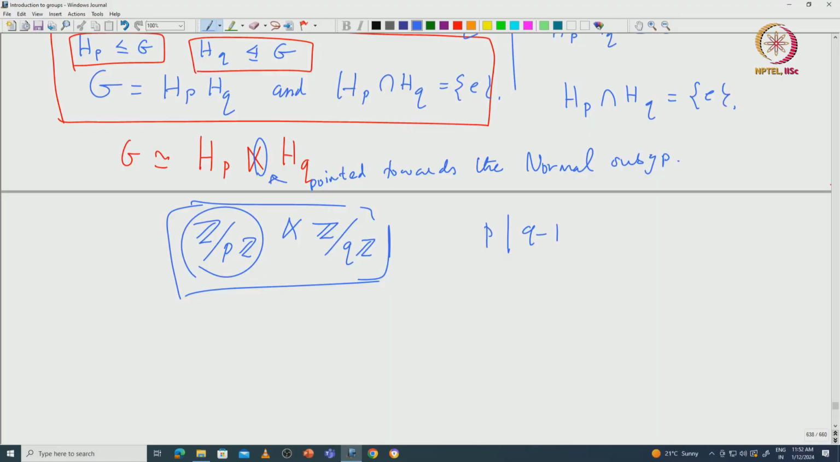I will explain in the next class what the semi-direct product is, and how to define both the inner semi-direct product as well as the outer semi-direct product. Using that we will see this. I will not be able to prove that if you take all possible semi-direct products using these two groups Z modulo PZ and Z modulo QZ, you will get the same isomorphic non-abelian group. But anyway, I will just define it and leave it to you to think about it.